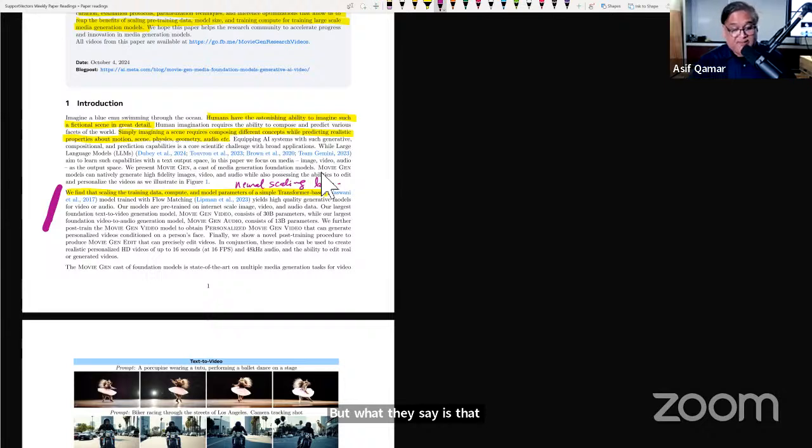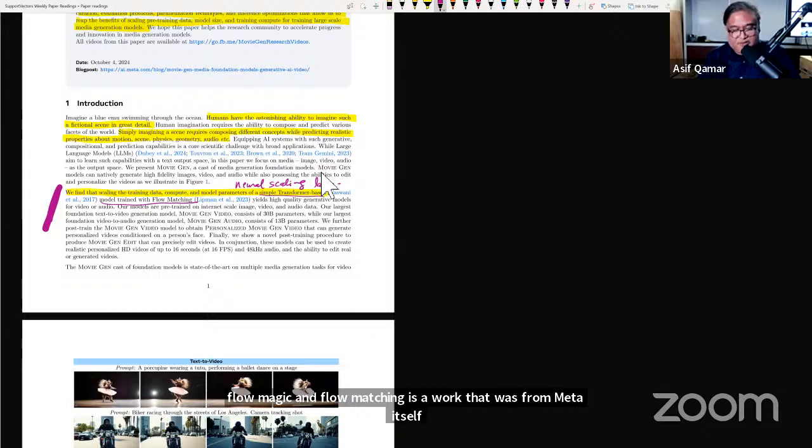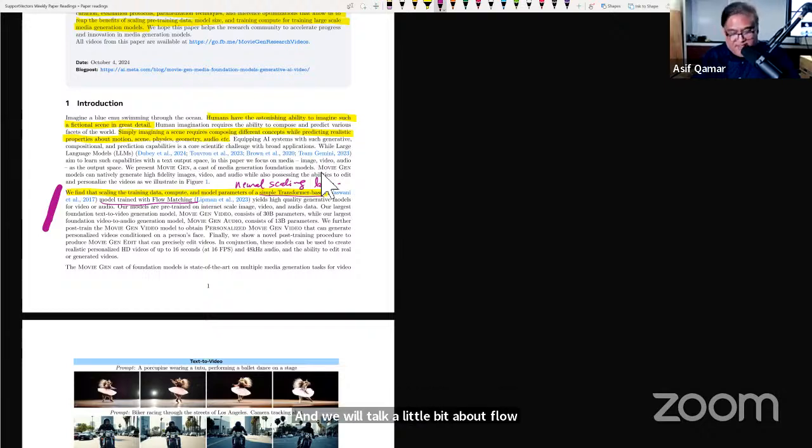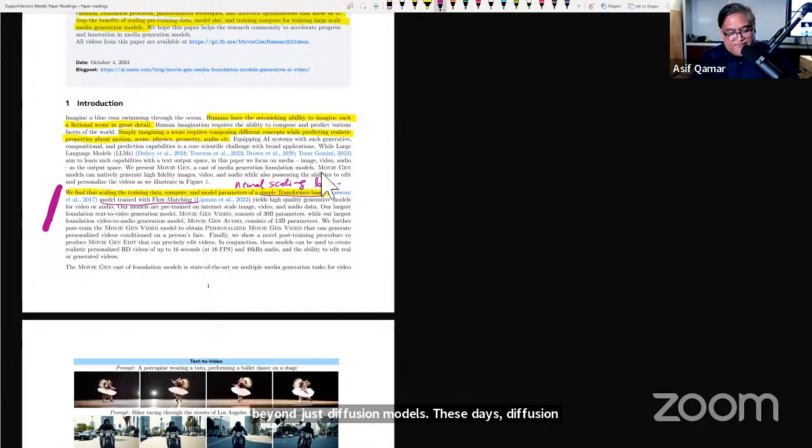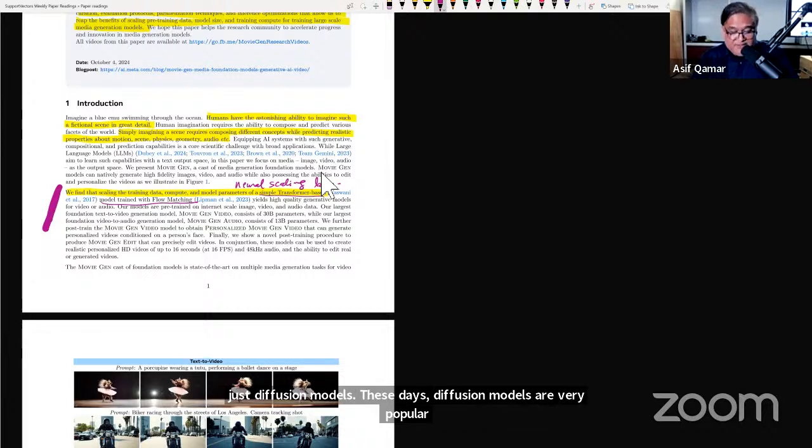with flow matching, simple transformer-based models with flow matching. And flow matching is a work that was from Meta itself. We will talk a little bit about flow matching after we have run through the paper. It's a very interesting technique. And I believe it's a generalization beyond just diffusion models. These days, diffusion models are very popular, and they instead use flow matching.